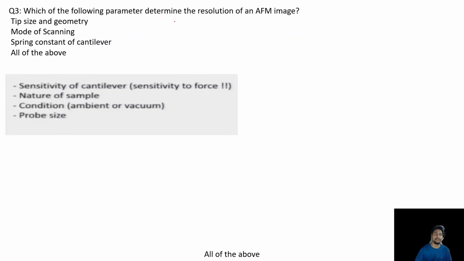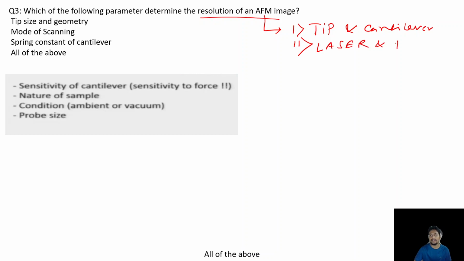Now, which of the following parameters determine the resolution of an AFM image? So, the parts of AFM are the tip and cantilever, first one. Second one is the laser and the position sensitive photodetector, right? Third one is the piezoelectric scanner, right? These are the things.